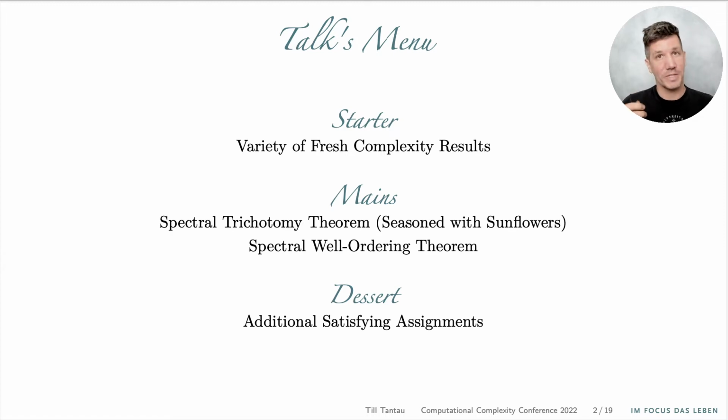So I'm going to start with some starters, some fresh complexity results, which I guess will be new to most people. And these are going to give a sort of flavor of what is going to go on in the main part of the talk. And the mains are going to be two new theorems, the spectral trichotomy theorem and the spectral bell ordering theorem. And then the end is a sort of dessert. I'd like to round off all of this with some things that were sort of missing in the starters in order to give you a complete picture of what's going on.